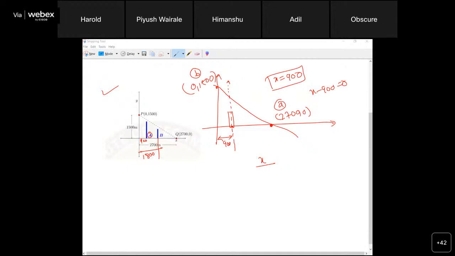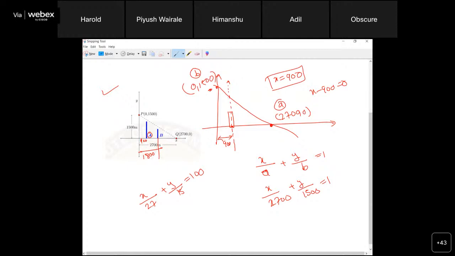Okay. So if I use the intercept form, that is x upon a plus y by b equals 1, what will I get? x upon 2700 plus y upon 1500 equals 1. Now just simplify it. So x upon 27 plus y upon 15 equals 100, right? Now this is the equation of this particular line, right?